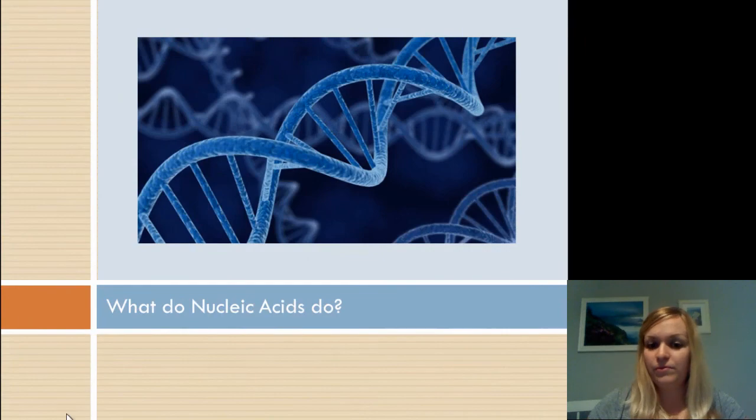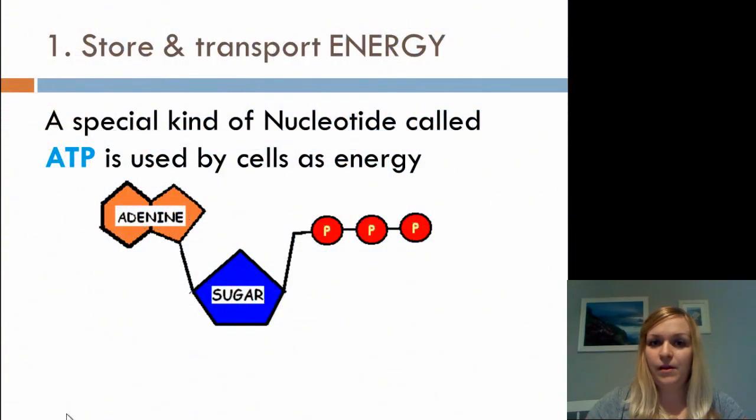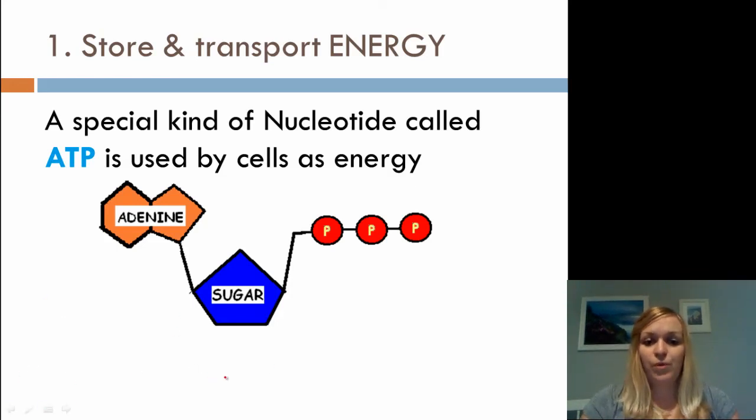Now there's one other called ATP. And ATP is something we'll talk about when we start talking about cells and photosynthesis. Now ATP is our nucleic acid that stores and transports energy. And this is its basic structure. You guys don't have to worry about the structure for now, but later on I'll require that you know it.